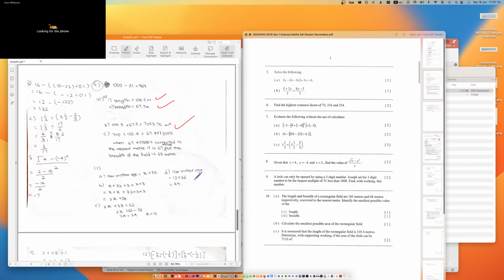Cannot, because in order to reach this 7110, the breadth has to be at least this much, right? Yeah. And it's 68. So can what? Or what do they want? Because I was thinking, 105.4 meters, when rounded to the nearest meter, it's 105. Yes. 7110 divided by 105, you get 67. It cannot be rounded to 68, right? So I was thinking maybe it's not possible. Okay, good.